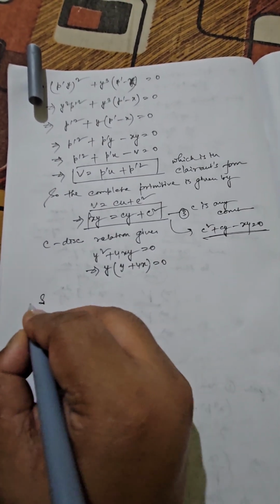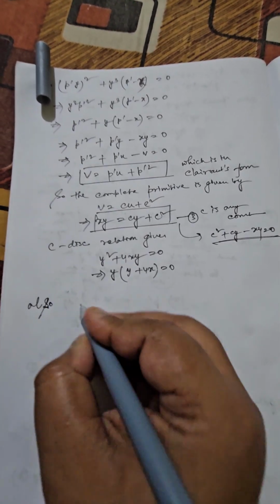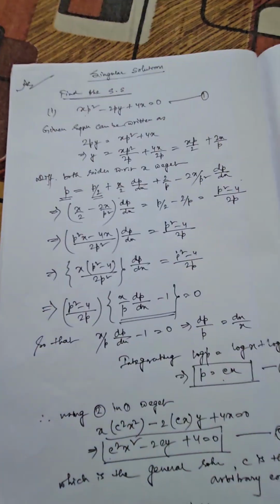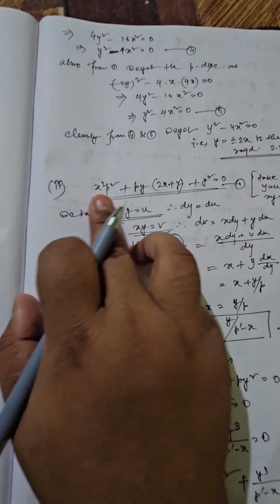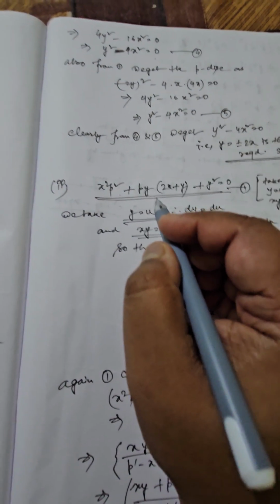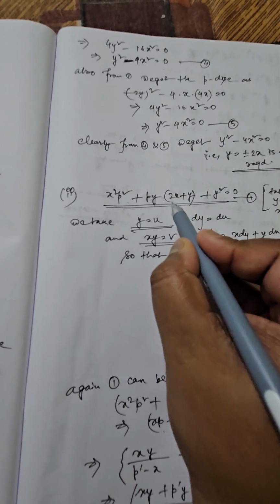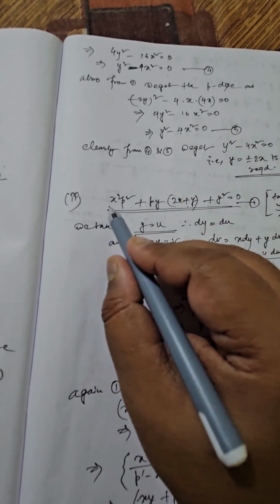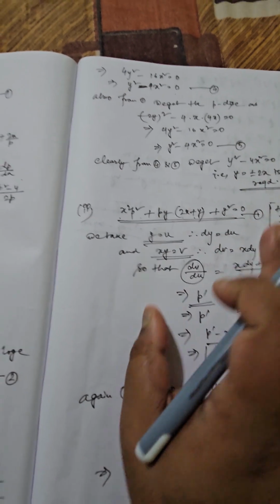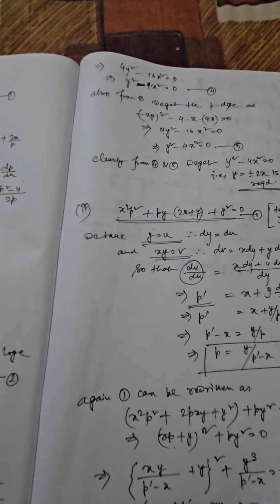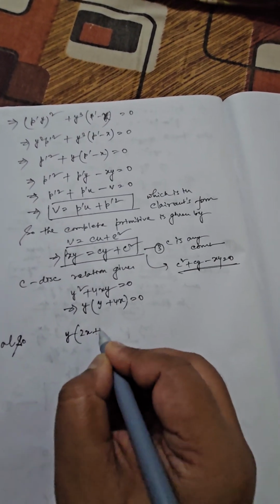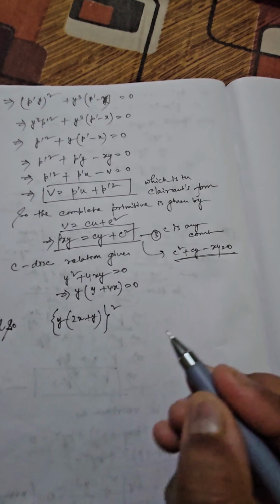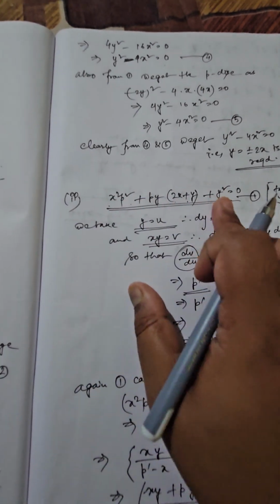Similarly, also if you remember the question, that is this one, from here you will be able to find out p discriminant relation, because this is a quadratic in p. So p discriminant relation will give you what? y into 2x plus y whole square minus 4x square y square. So we can write y into 2x plus y whole square minus 4x square y square.